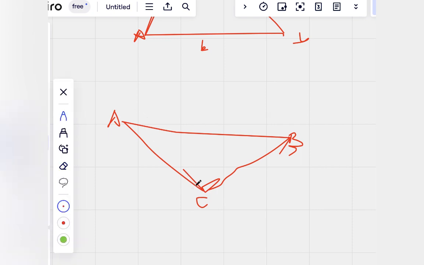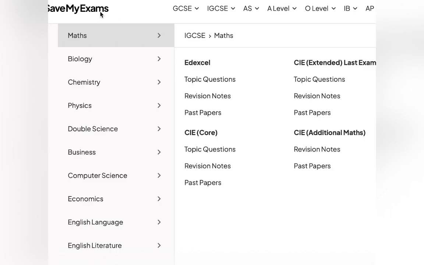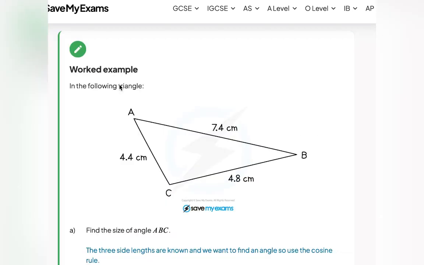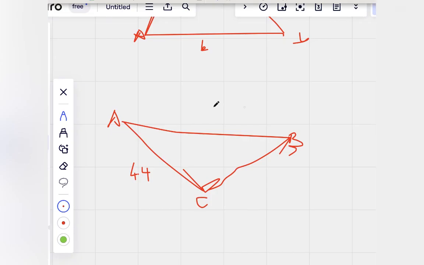So let's say here's our ABC. We'll be given here 4.4 centimeter, and here this is 7.4 centimeter. And here is 4.8.